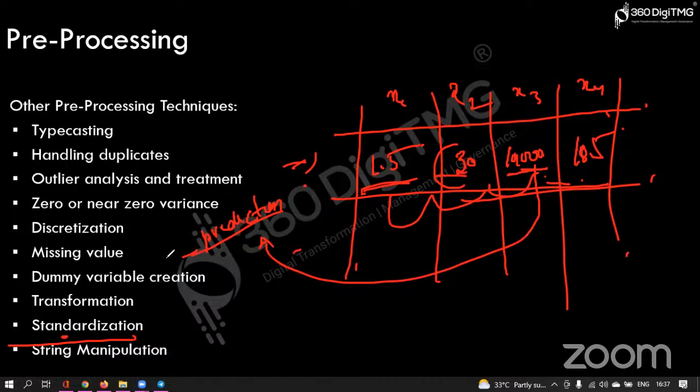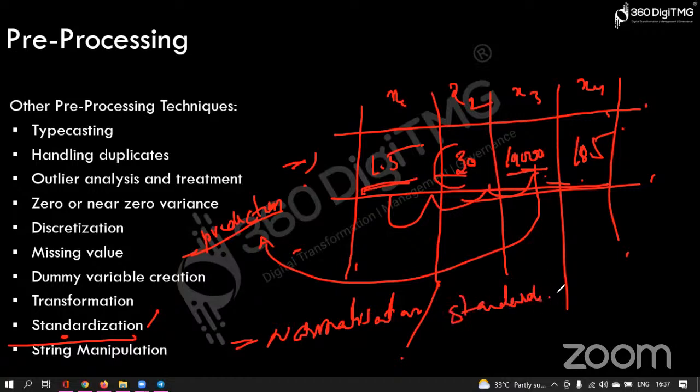In that case, what will we be doing? To avoid that, we will be converting the data frame using standardization or normalization. Both are used for the same reason. We'll be converting the different variant data into single.